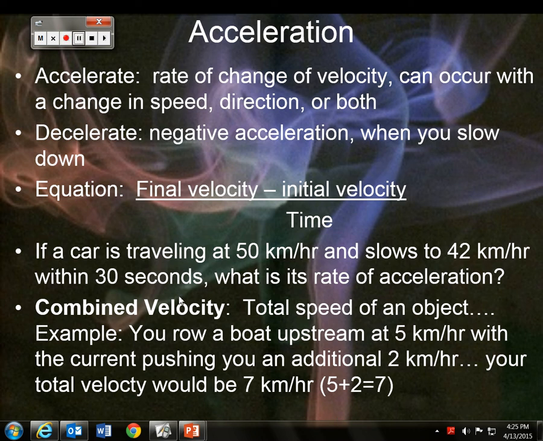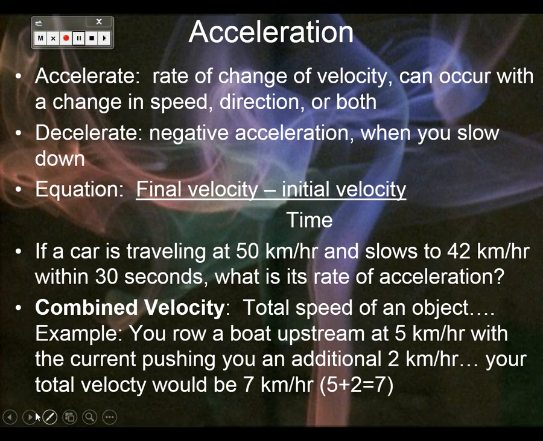Okay, combined velocity is the total speed of an object, and you need that one also. For example, you row a boat upstream at 5 kilometers per hour with a current pushing you an additional 2 kilometers per hour. So your total velocity would be 7 kilometers per hour.